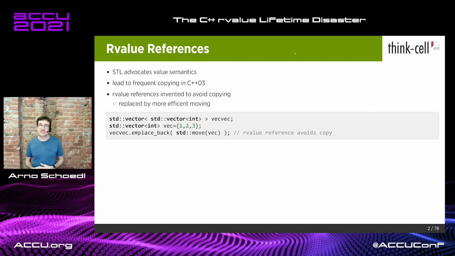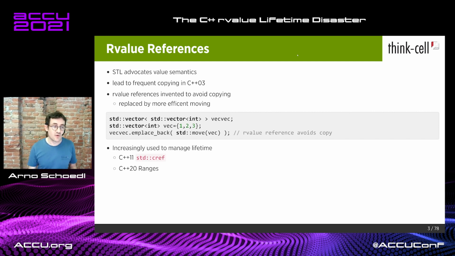Now, R-values got a different purpose over time, and that is for managing lifetime. Because an R-value doesn't only mean that you can scavenge resources, it also means it will go away pretty soon. And sometimes you just don't want things to go away. For example, C++11 already started that std::cref would only accept lvalue references, so it would not accept R-value references to be wrapped. std::cref is a wrapper for references, but indeed for lvalue references.